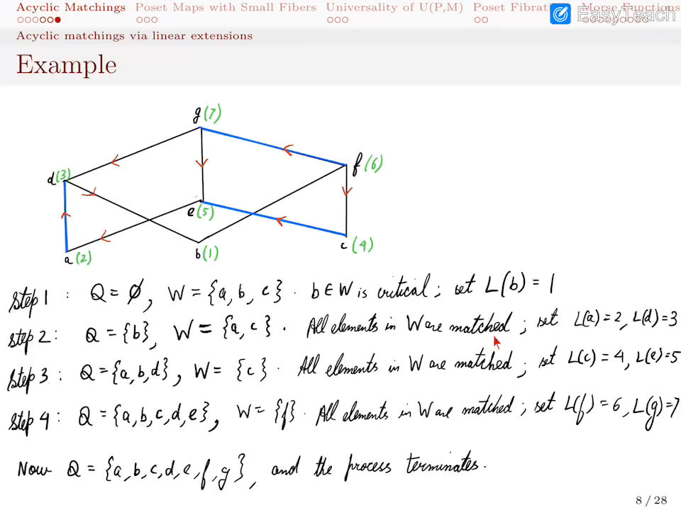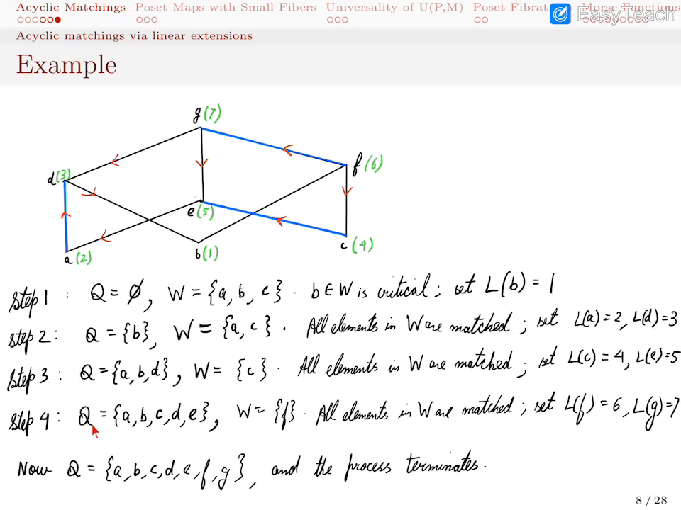And all elements in W are matched, right? Because W is just A and C, and they are part of the edges in the matching. And now from the characterization given earlier, we check that the only element smaller than D in this poset is just A. So we set L(A) to be 2 and L(D) equal to 3. And now Q equals {A, B, D} and W equals just C, the smallest thing in this 4 element subposet. And then again you can see that C and E are the edge we are looking for. So L(C) equals 4 and L(E) equals 5.